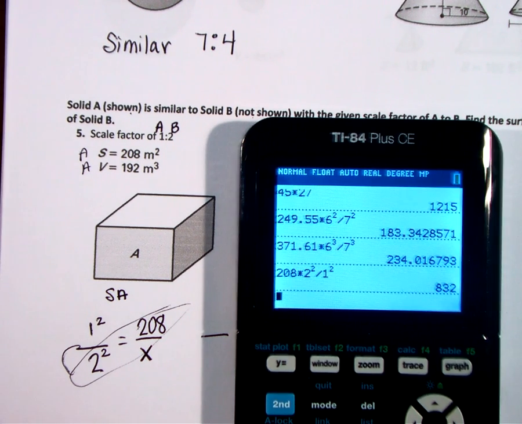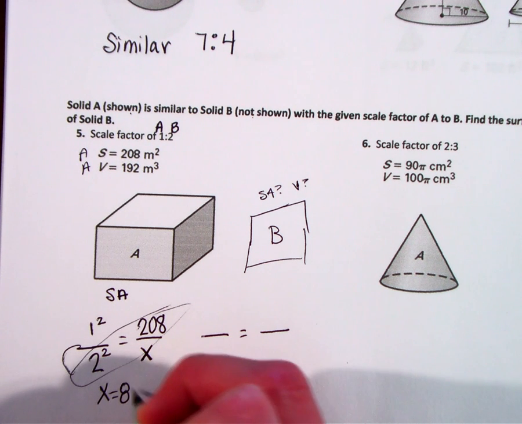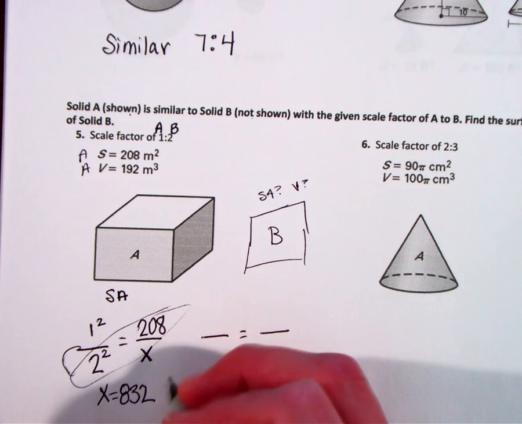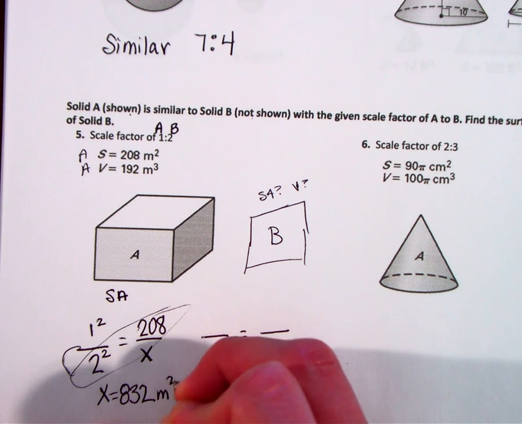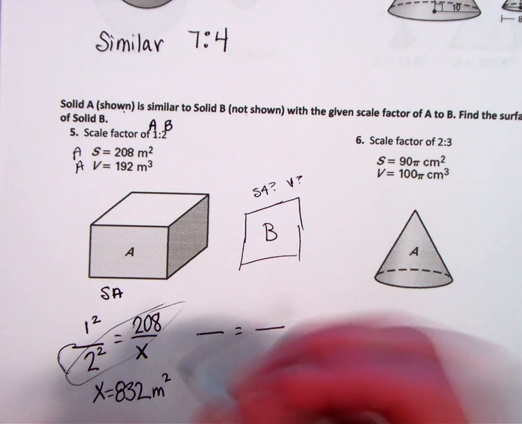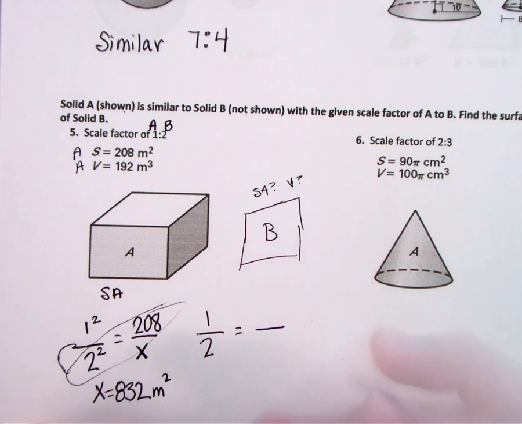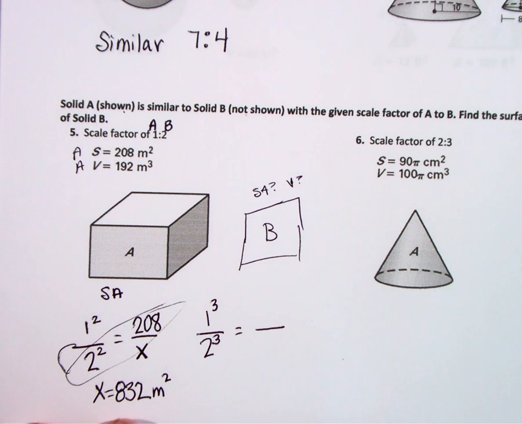So 832 is the surface area of our larger shape B, and this is measured in meters squared. Okay, then when you go to do volume, the scale factor is 1 to 2. But when you do volume, you've got to take it to the third power, because volume is measured to the third power.